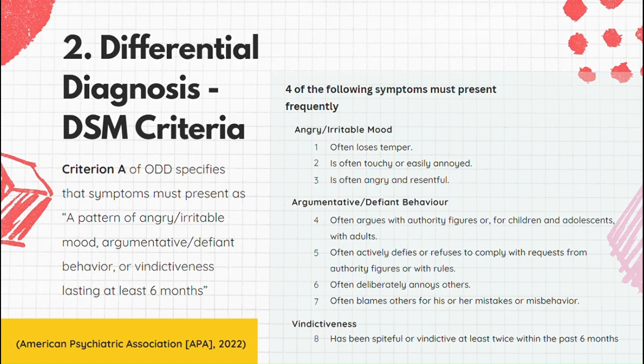6, often deliberately annoys others. And 7, often blames others for his or her mistakes or behavior. Finally, with vindictiveness, 8, has been spiteful or vindictive at least twice within the past 6 months.